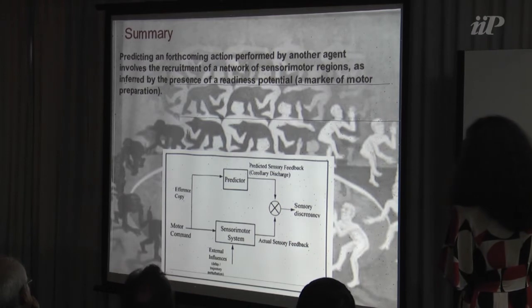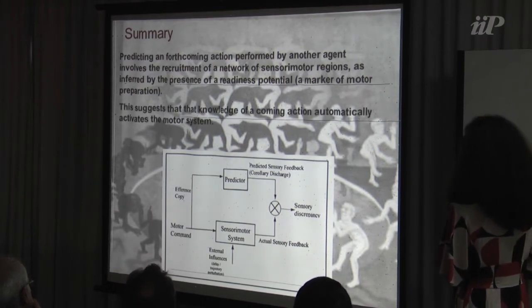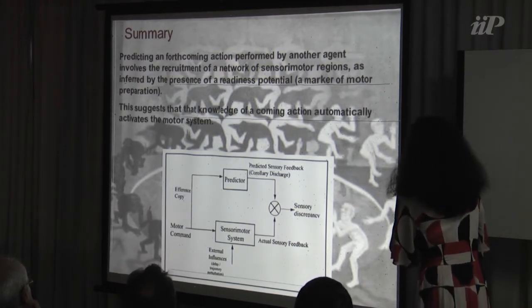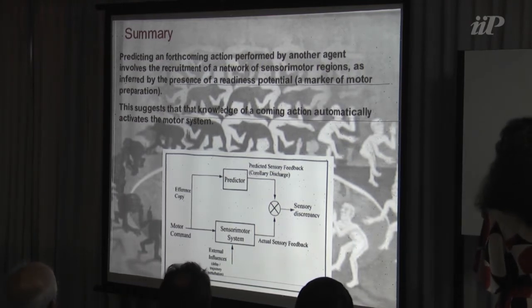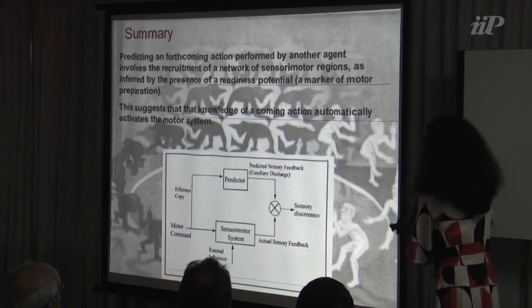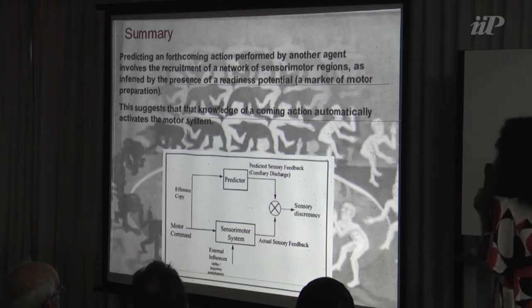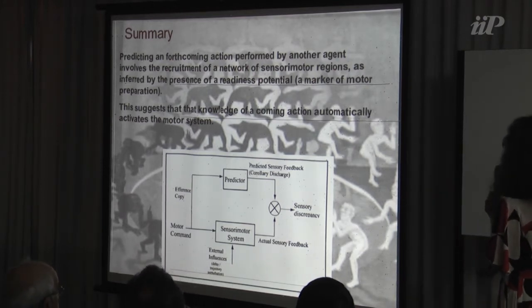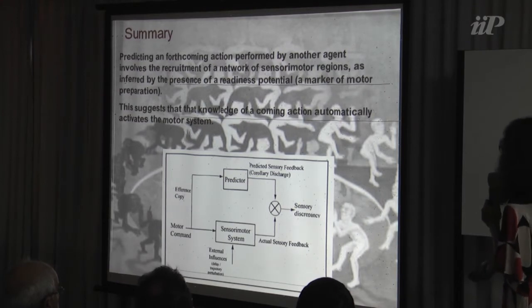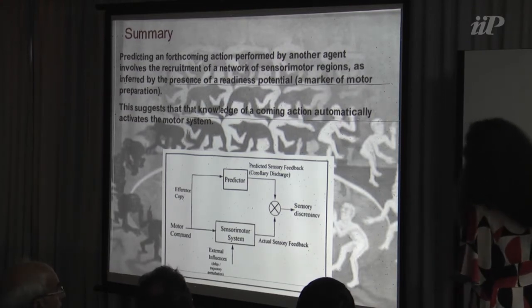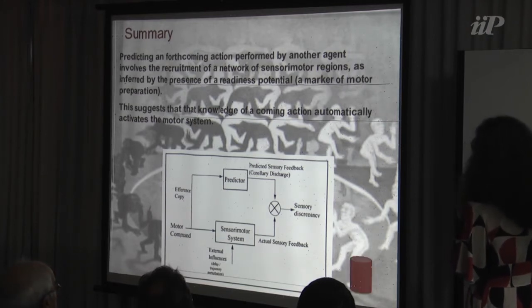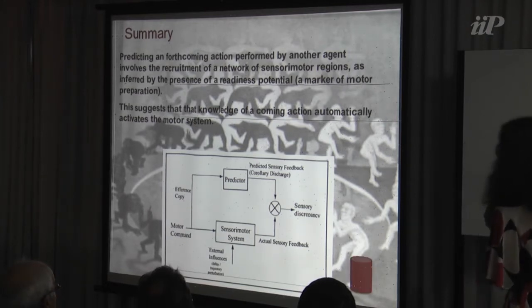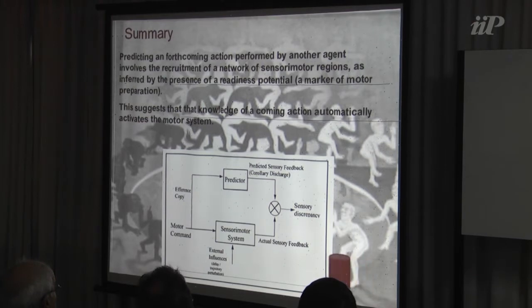So just to summarize this first set of results, predicting a forthcoming action performed by another agent involves the recruitment of a network of sensory motor regions, as revealed by the readiness potential, as inferred by the presence of the readiness potential. So we took this result as a suggestion that the knowledge of a coming action automatically activates the motor system. So this is just a representation of this.